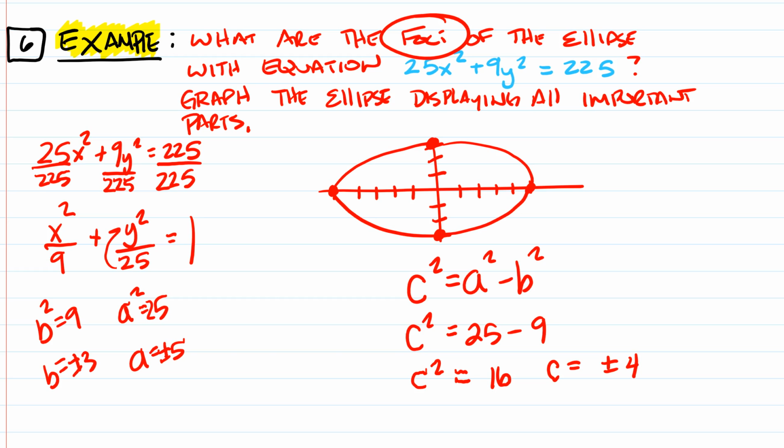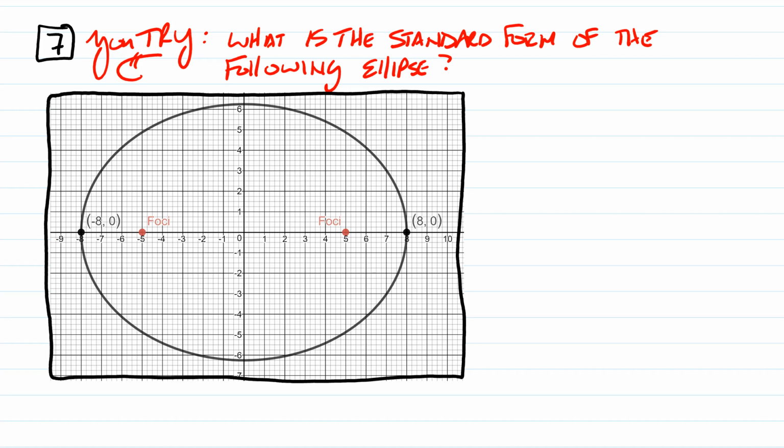So if I go 1, 2, 3, 4, that's a focal point, and back 1, 2, 3, 4, that's a focal point. That's vertex 1, that's vertex 2, and those are my co-vertices right there. That's how you would graph it and display all the important information. Okay, box 7, last one.